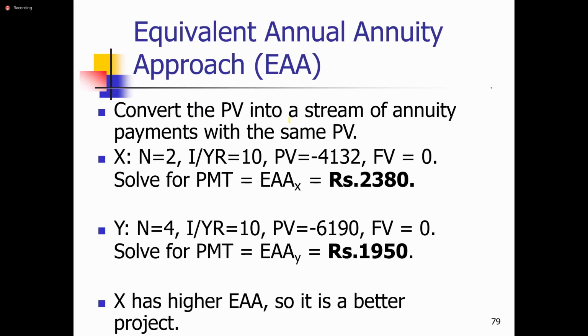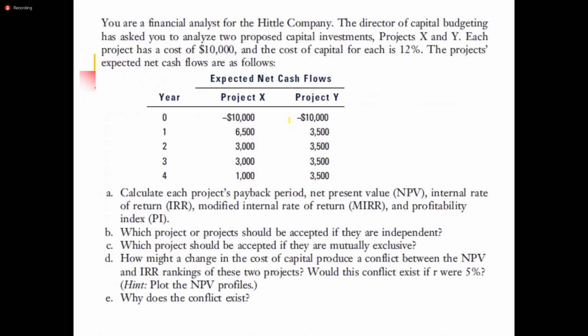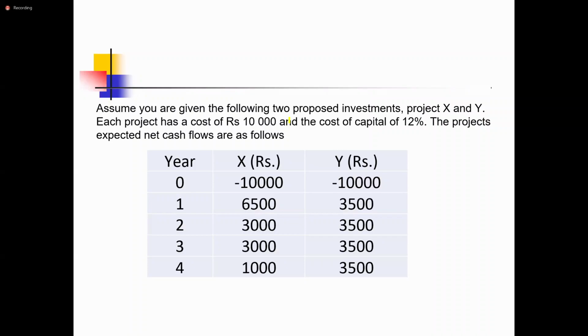Right. So now I am going to the example I have given you. I think with the time, I can manage this one. I think you may have your PowerPoints also. Assume you are given the following two proposed investment projects X and Y. Each project has a cost of 10,000 and a cost of capital of 12%. The projects' expected net cash flows are as follows. So you are given two projects X and Y, initial cost 10,000. Here are the net cash flows for the 4 years.